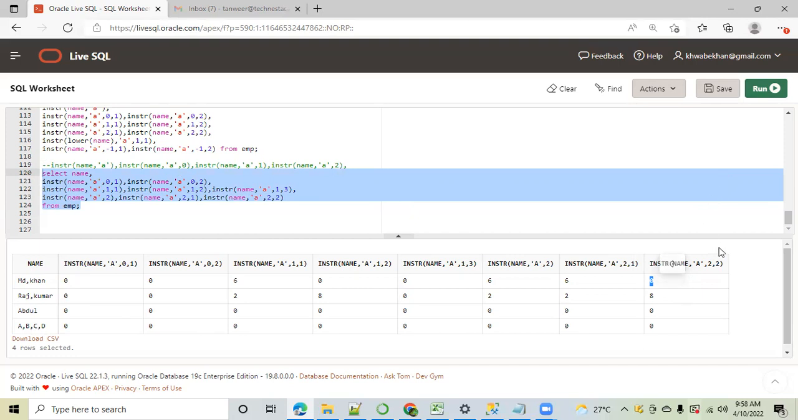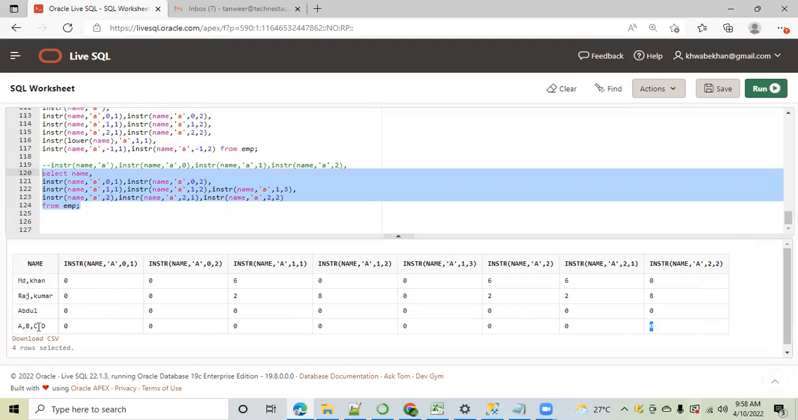Because I am asking for the second occurrence, but A doesn't have any second occurrence in this word, right? Here the second occurrence is 8 because the second occurrence of A is at the 8th position. Here it is 0 because you don't have any second occurrence of A. Here it is again 0 because you don't have any second occurrence of A.